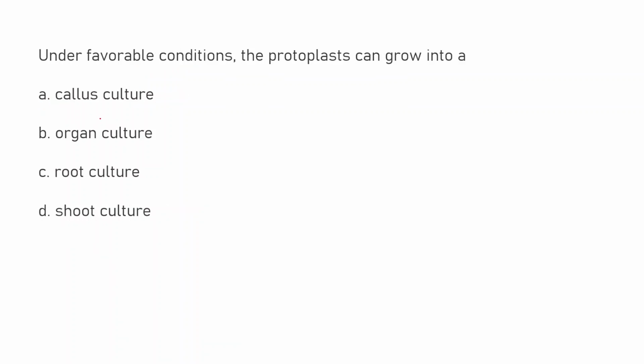Now the next question. Under favorable conditions, the protoplast can grow into a callus culture, an organ culture, a root culture, or a shoot culture. So protoplasts are your cells which do not have a cell wall. So here the protoplast will grow into an undifferentiated mass of your callus culture.